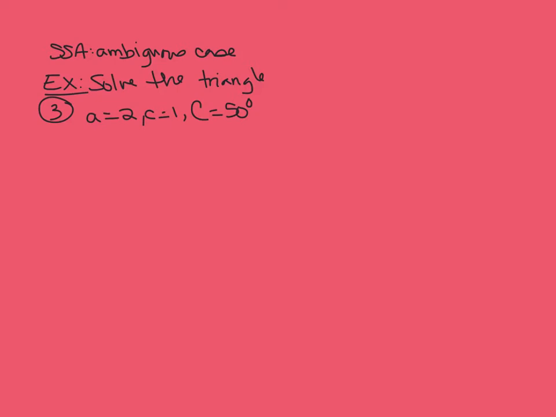So this one, we're solving the triangle. We have a side a equals 2, a side c equals 1, and the angle opposite of c is 50 degrees. So let's go ahead and draw that. So 50 degrees is going to look like that. And the side opposite of that is 1. So then we have, this is A, this is B, this side is 2. I would like you to try to set this up and work it out, see what you get.